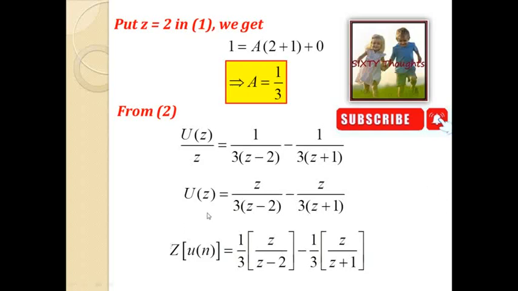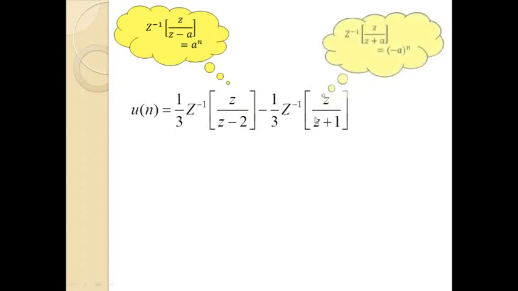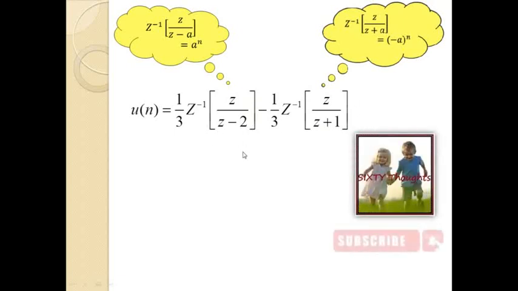So again you bring this Z to the right hand side. Why do we bring this Z to the right hand side? We need u of n value. So we get u of n equal to 1 by 3 Z inverse of z by z minus 2, minus 1 by 3 Z inverse of z by z plus 1. We know Z inverse of z by z minus a is nothing but a power n. Here a value is 2. Similarly, what about Z inverse of z by z plus a? We know it is minus a power n. Here a value is 1. Okay.